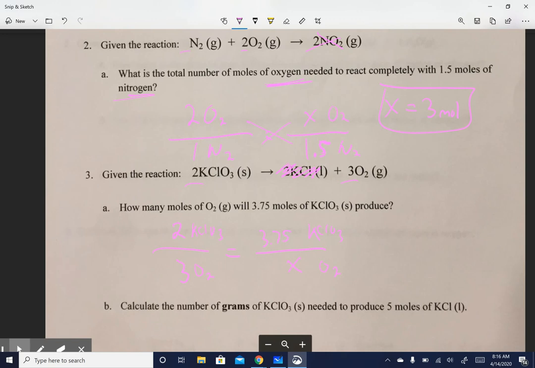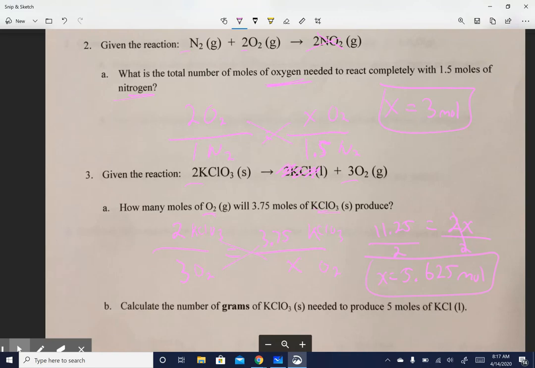So 3.75. Again, I'm taking my O2 and my KClO3. That's a 2 to 3 ratio. So if 2 moles makes 3, 3.75 moles will make X. If this goes up to 3.75, this is going to go up to something. So 3.75 times 3, we get 11.25 equals 2x. Divide by 2, x equals 5.625 moles. This might be hard to see, but we'll switch the color up. So there's 3A.